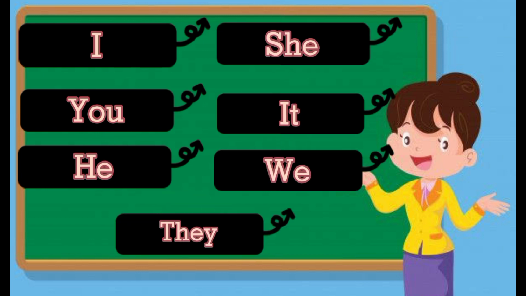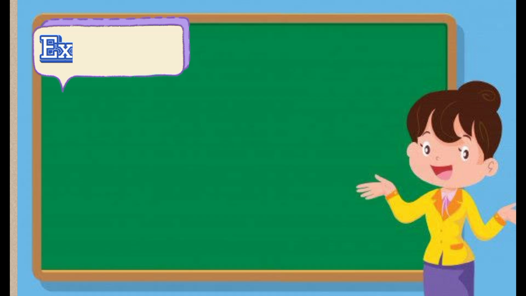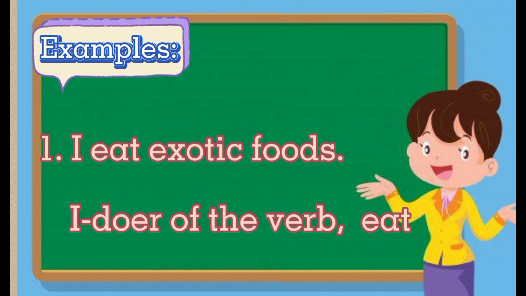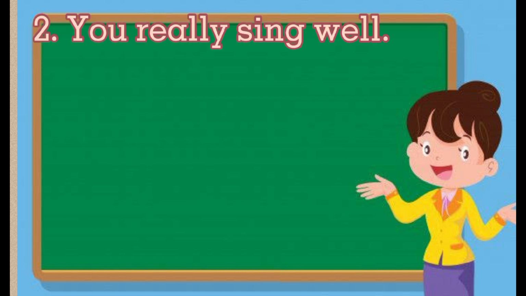These are our commonly known subjective pronouns: I, you, he, she, it, we, and they. Let's use them in sentences. First example, we have: I eat exotic foods. In this sentence, as you can see, who eats exotic foods? Perfect, it's I. I here is the subject or the doer of the verb eat, so it is a subjective pronoun.